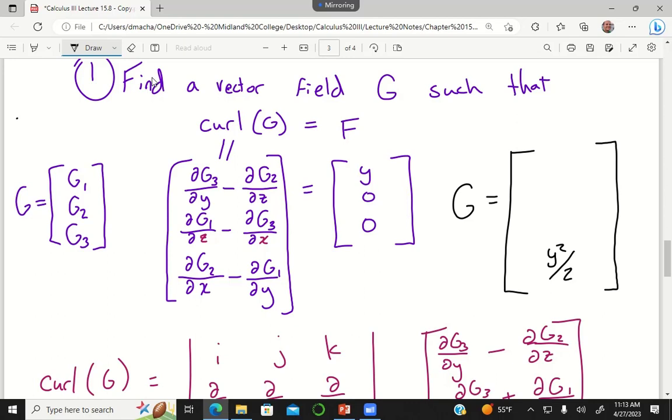And then we can double check, but if you take the curl of this vector, that should give you y, 0, 0, right? Because this partial with respect to y is y minus 0, and then in the second entry we have 0 minus 0, and then the third entry we have 0 minus 0. Okay? So this G is a vector field that checks out. This is exactly the kind of vector field we're looking for.